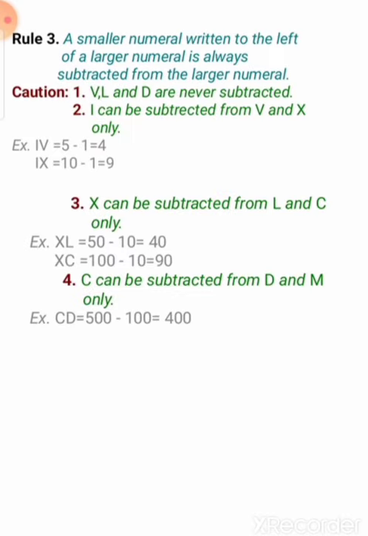Our next rule: a smaller numeral written to the left of a larger numeral is always subtracted from the larger numeral. Conditions are also given here. First, V, L and D are never subtracted. I can be subtracted from V and X only. X can be subtracted from L and C only, and C can be subtracted from D and M only.